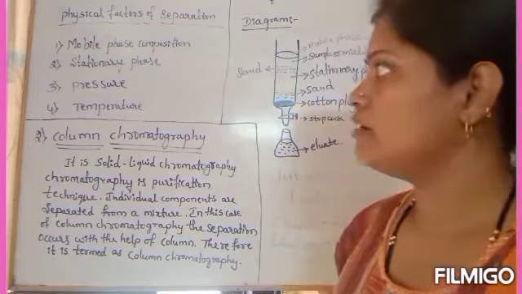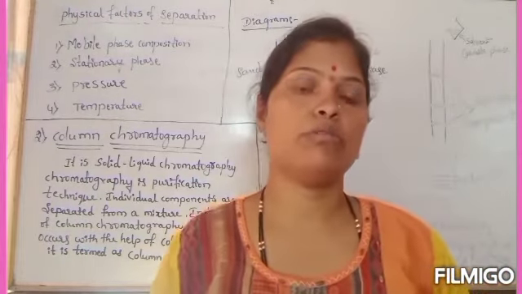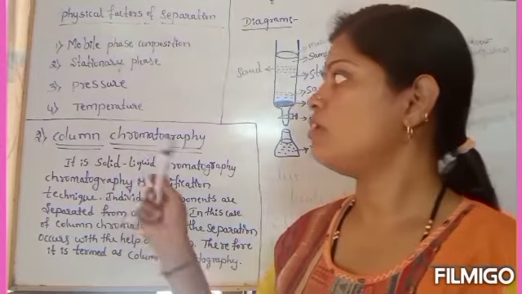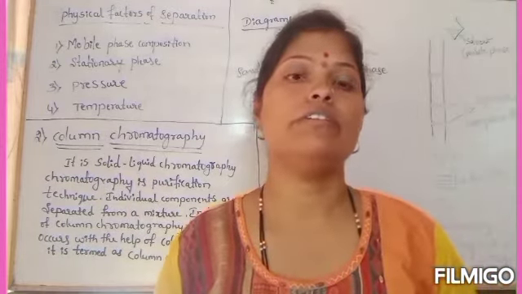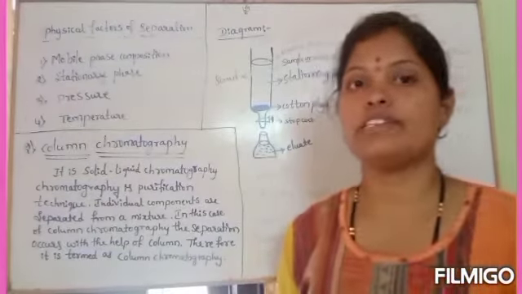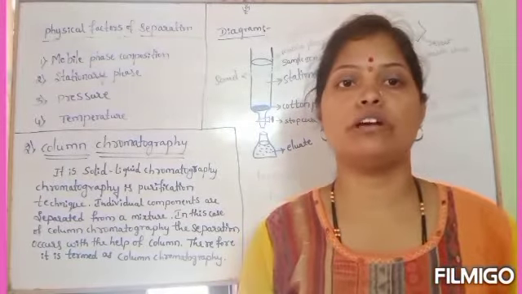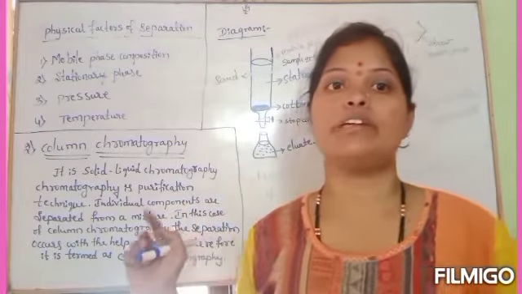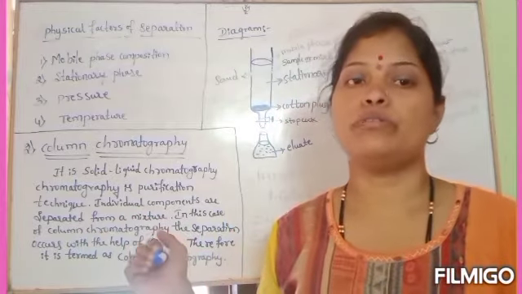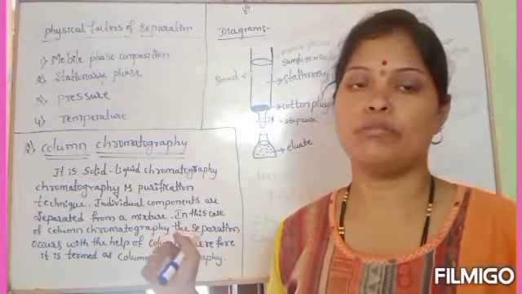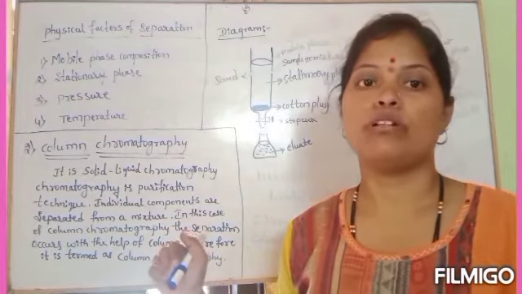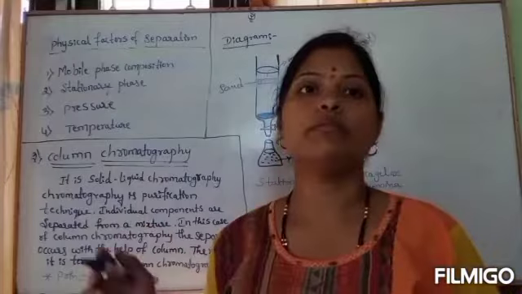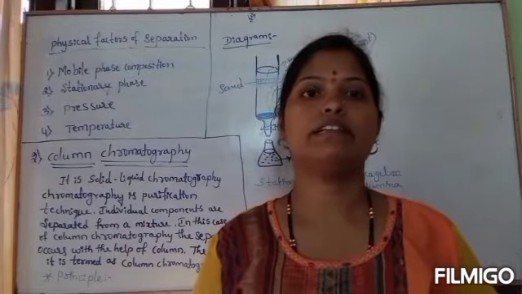In the last class we discussed paper chromatography, and the second one we will start now, that is column chromatography. It is a solid-liquid chromatography. Chromatography is a technique to separate the individual components from a mixture. In column chromatography, we separate the individual components from the mixture with the help of a column, which is why it is termed column chromatography. It is one of the methods to separate solids and liquids.